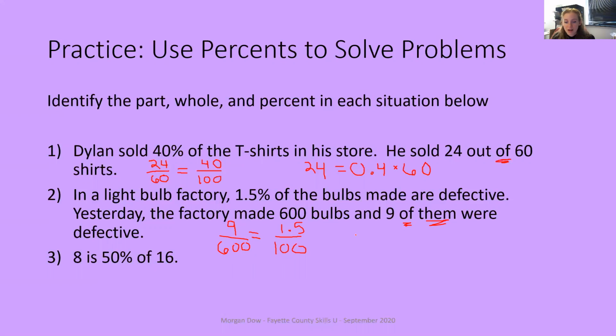Okay, now let's write this using the percent formula. So the part is the percent as a decimal, 0.015, times 600.